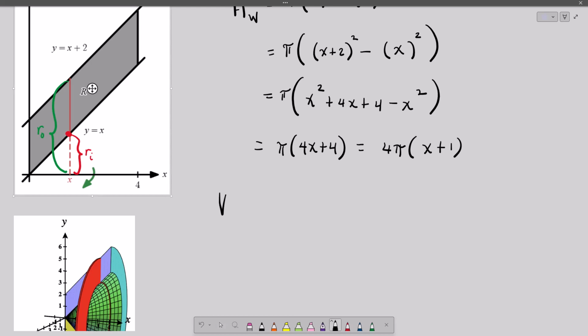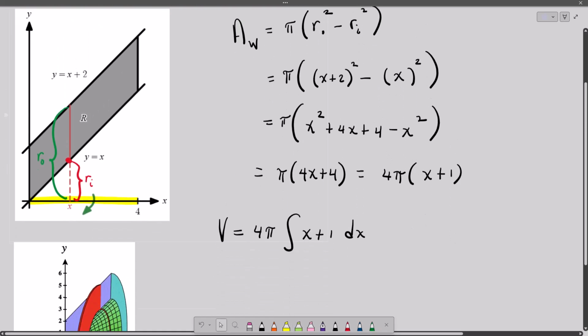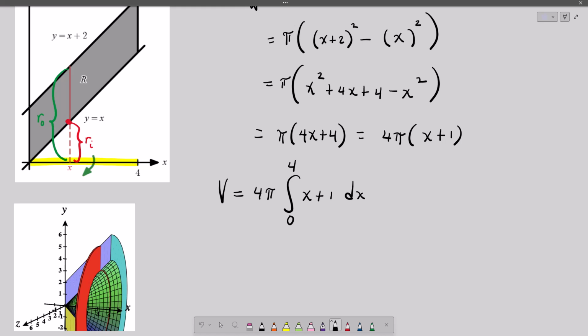And then to get our volume, all we have to do is integrate the area on the x interval. So we're looking over at our x interval right there. There's our interval of integration. They tell us to go from 0 to 4. So this integration has limits 0 to 4. We're integrating a polynomial, so we use the power rule. Power rule says add 1 to the exponent, divide by the new exponent. So we get x squared divided by 2 plus x, 0 to 4.